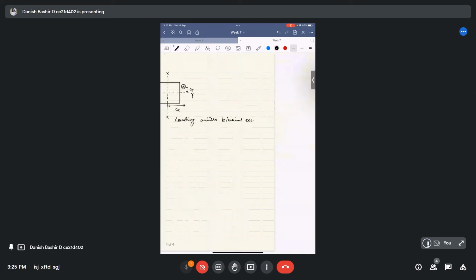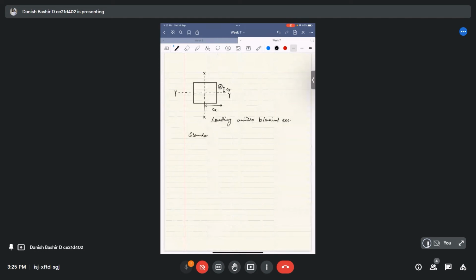Slenderness ratio. Actually, slenderness ratio is a geometrical property of a compression member which is related to the ratio of the effective length to its lateral dimension. The ratio is called slenderness. It provides the measure of the vulnerability to geometric failure, because we know that our column may fail by buckling. Buckling is a geometrical instability which comes in our column section.